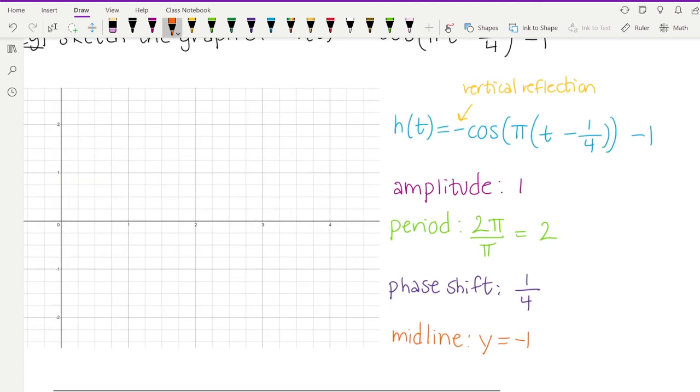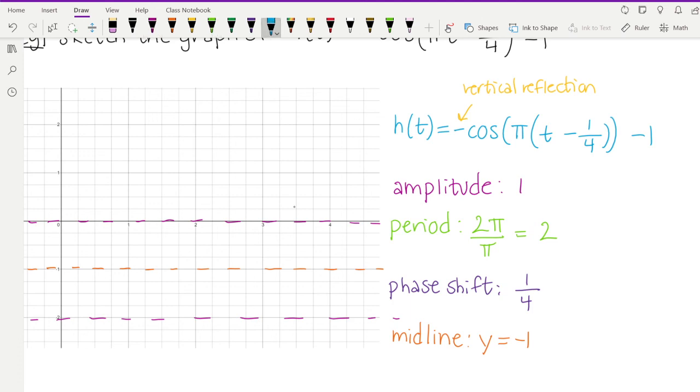Okay, so now that we have all this information, we can start sketching the graph. So I'm going to put in the midline, y is equal to -1. And then using the amplitude, well, the amplitude is still 1, so we can use that to put down what the maximum and minimum heights will be for our function. Okay, so now we are ready to start sketching the graph.